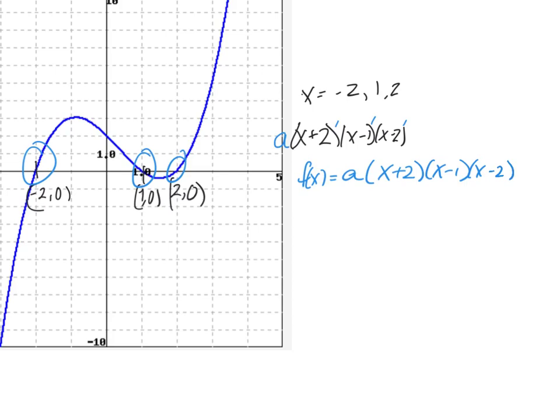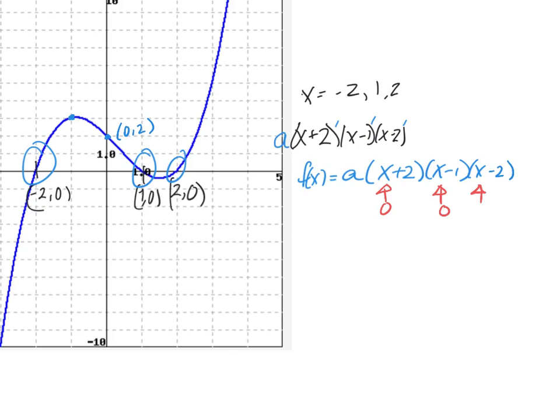So now I use some other point on the graph. I could use this point right here. That's an okay point to use. But I'm going to use that point because it's less work, because one of the x's is 0. In particular, this is the point (0, 2). So I know that when I go to this, I can replace all of these x's with 0.